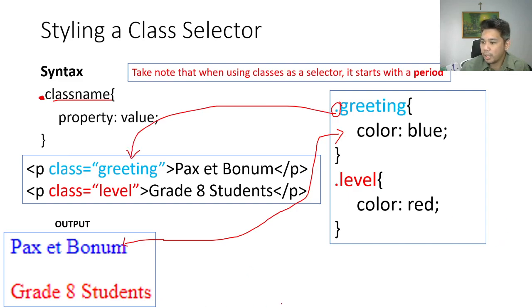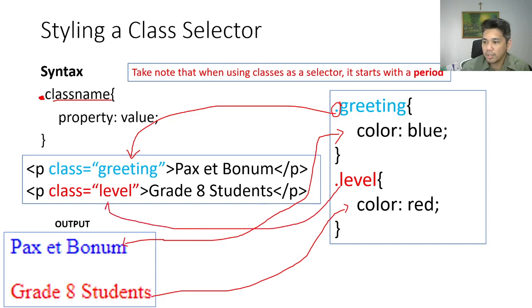And then for the other one, the second paragraph, it's color red because the selector is using a class name, level, and it's associated with the second paragraph.